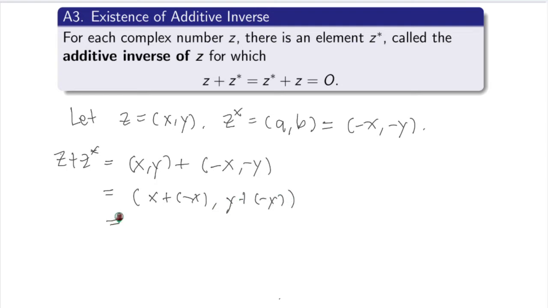Working on the components, the real part is x plus negative of x, but in the set of real numbers, x and negative of x are inverses of each other, which means x plus negative x is equal to 0, and similarly, y plus negative y is equal to 0. So we were able to show that C plus C star, where C star is (negative x, negative y), is the zero element O in the set of complex numbers. Similarly, one can show that C star plus C is also equal to 0. And I'll leave that as an exercise for you to work on.